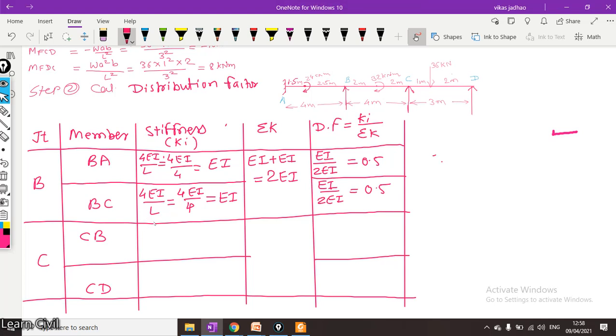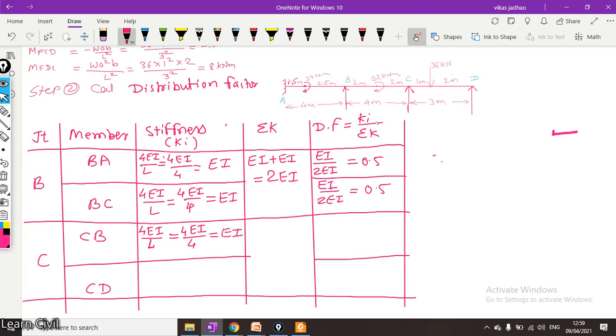Next we will be calculating the distribution factor for CB. Now for CB, the stiffness is again calculated by using 4EI upon L. So this is equal to 4EI, and the span is again 4 meters, so this will be again equal to EI. The stiffness for CB will be equal to EI.